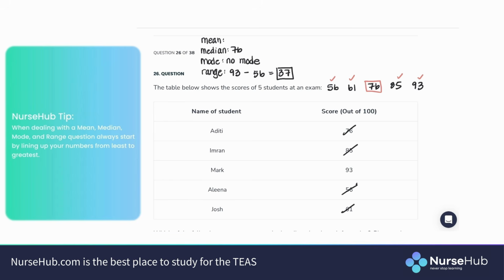Then we have to find the mean. So the mean is the average. So the first thing that you're going to do is you're actually going to add all of your numbers together. So we already have these here. Let's add them. 56 plus 61 plus 76 plus 85 plus 93. 371. And there are 5 numbers, so we divide 371 divided by 5.